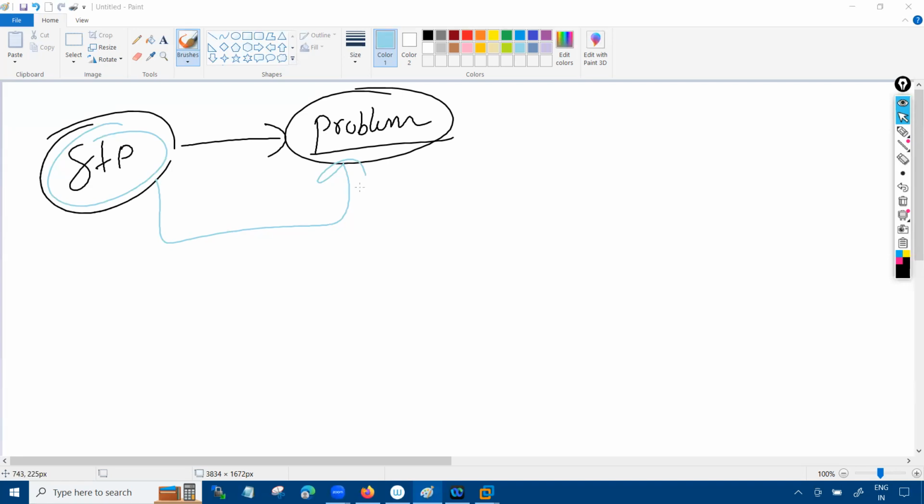STP was introduced as a solution to the layer 2 loop. I'm asking about the problem. I'm not asking about the benefits of the spanning tree. I'm asking about the problem, the drawback of the spanning tree protocol. Anyone?